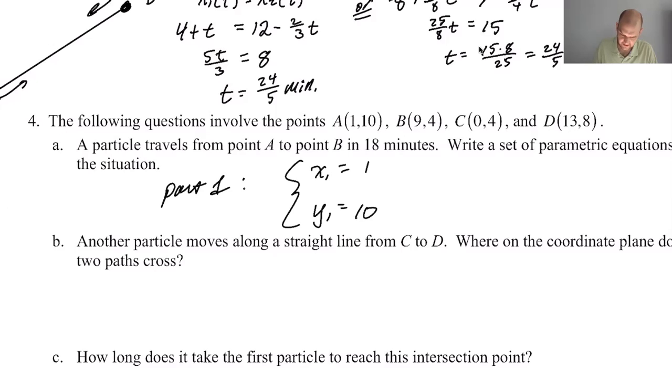So you're going to add 8 to x. So plus 8, but it takes 18 minutes. And then what do you do to y? You lose 6. So minus 6, but it takes 18 minutes to do that. So this will only be valid between 0 and 18.